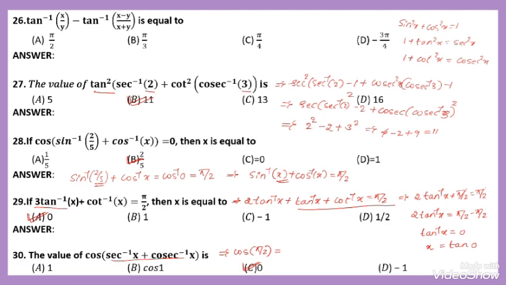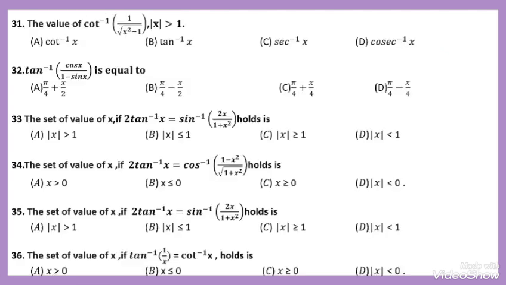Now, let's move on to the next question. Question number 31. The value of cot inverse of 1 divided by root of x square minus 1, if the mod of x is greater than 1. Okay. Now, here I can solve the problem by using the simplest form. So, we have to solve the angle in the simplest form. So, I can replace x by some values, then we will get the results.